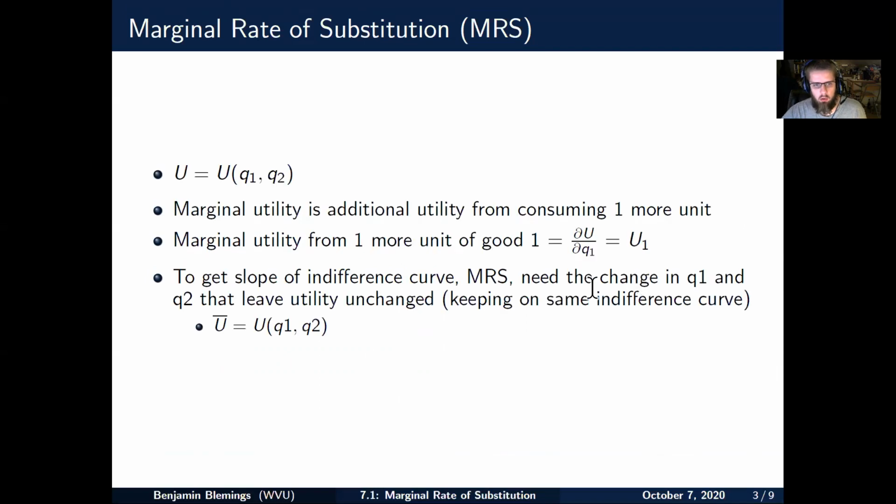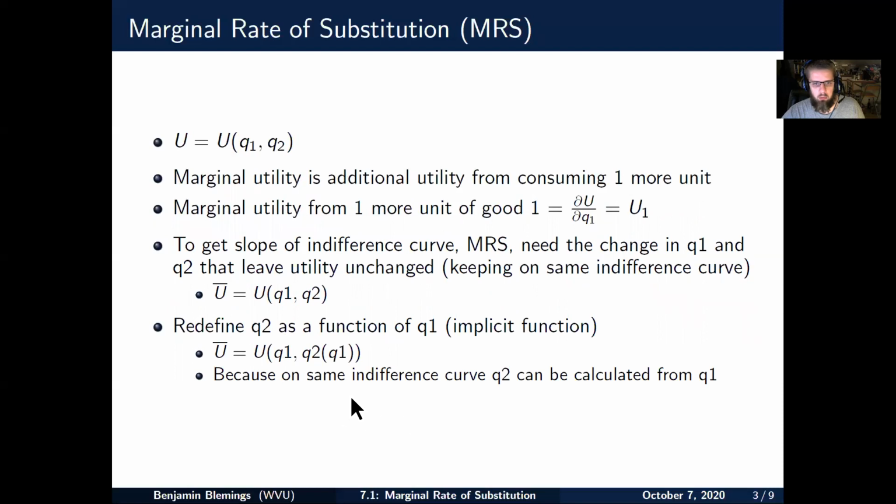And so to get the slope of the indifference curve, the marginal rate of substitution, which we've been talking about, you need the change in good 1 and good 2 that leave your utility unchanged, that keeps you on the same indifference curve, because we know that on the same indifference curve, you have the same level of utility, this U bar here. And so to simplify our lives mathematically, we're going to redefine Q2 as a function of Q1, as kind of an implicit function here.